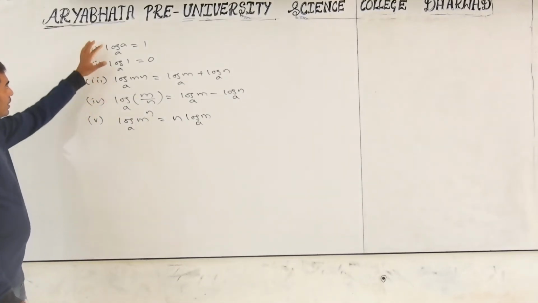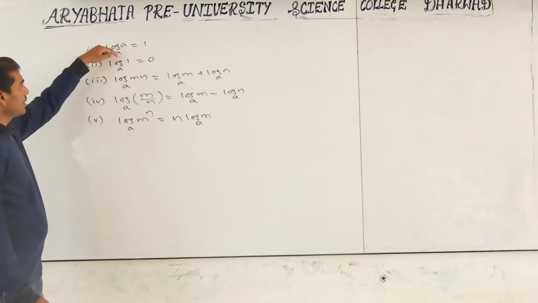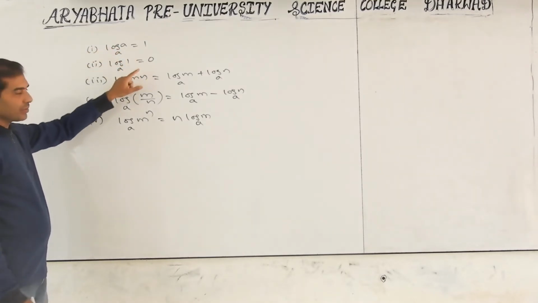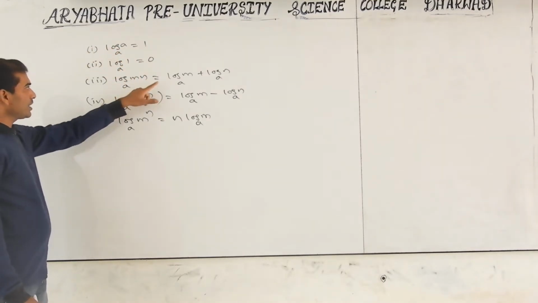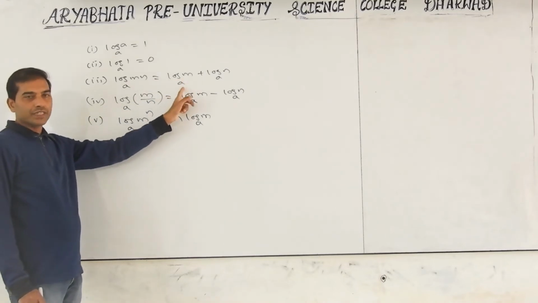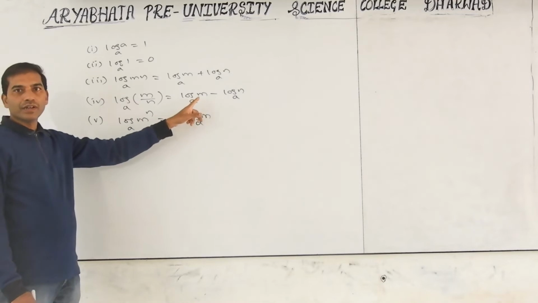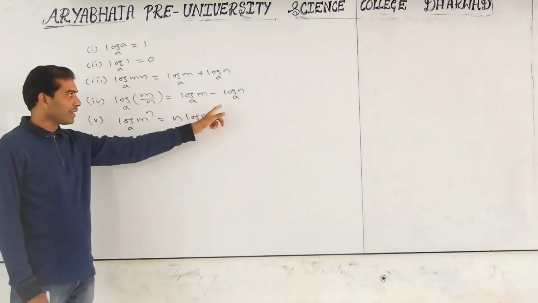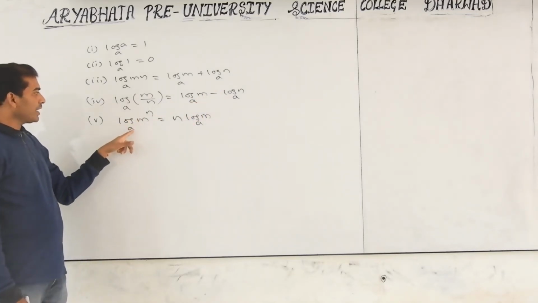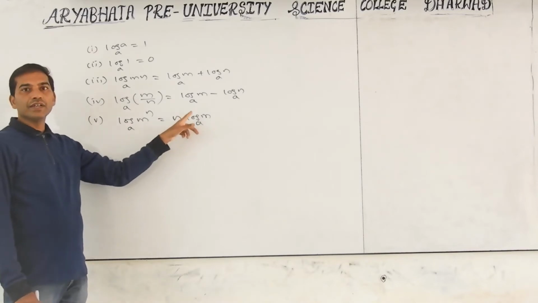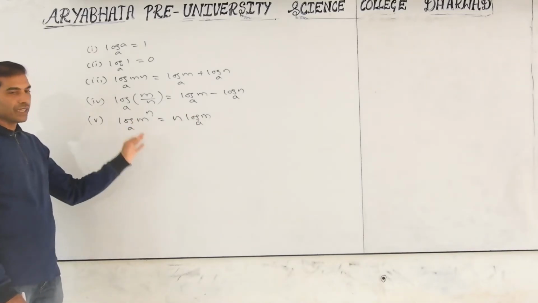Are you following? Log a base a is 1. Log 1 base a is 0. Log of m into n base a equals log m base a plus log n base a. Log of m by n equals log m base a minus log n base a. Log of m raised to n base a equals n into log of m base a.